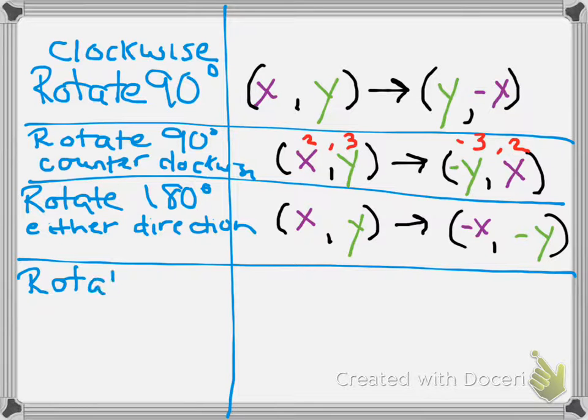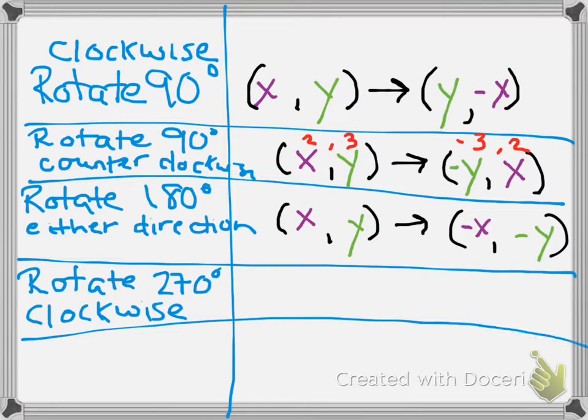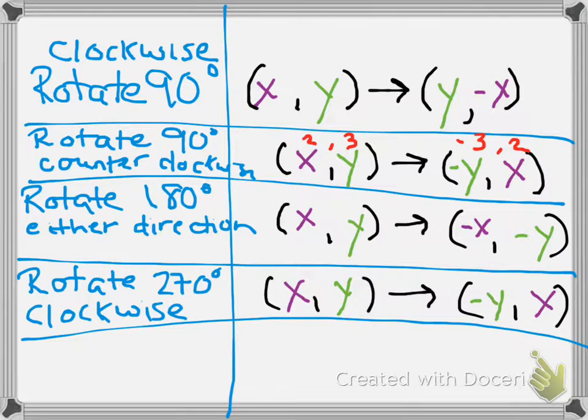Alright, so we have 2 left. To rotate 270 degrees clockwise, we have our X value and our Y value. You end up with -Y first, so what was in your Y value becomes your X value, and it's the opposite of, and then your X value is what comes second.